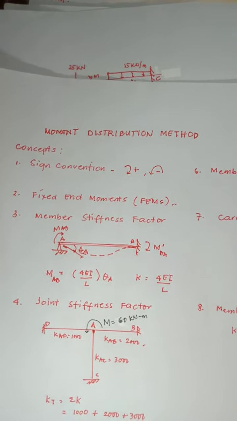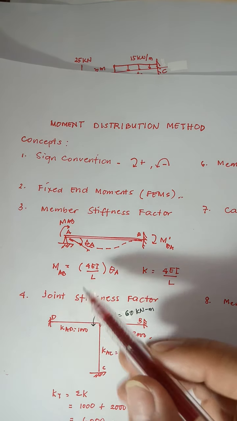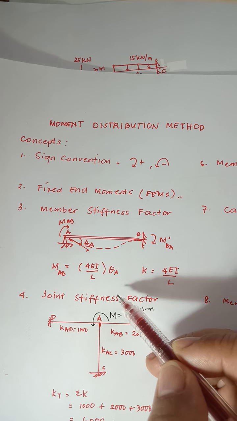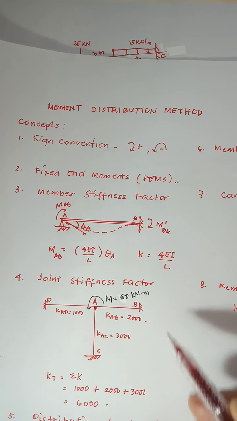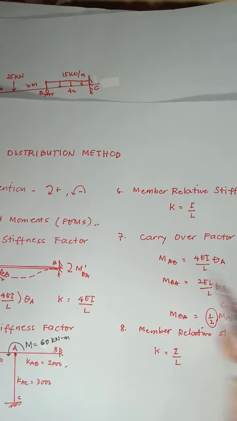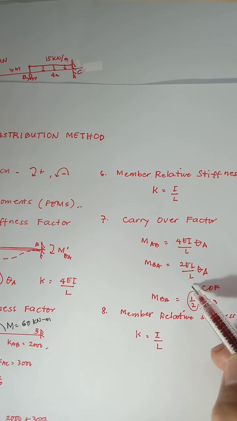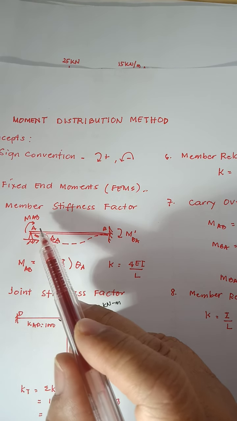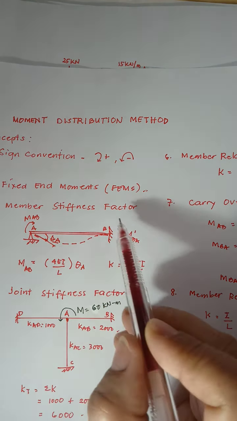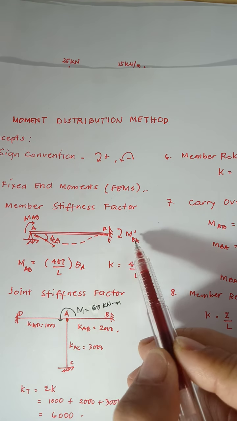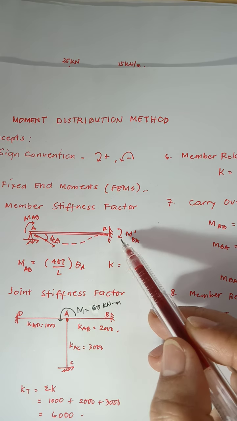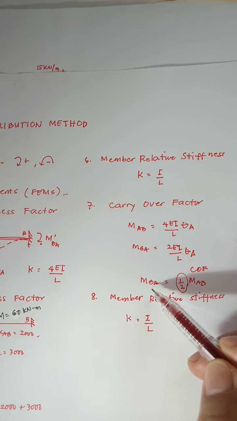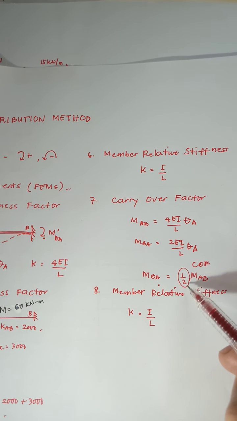Then we have what we call the carryover factor. From our explanation earlier, MAB is equal to 4EI over L theta A. And MBA, by the conjugate beam method, can be determined equal to 2EI over L theta A. So the moment you apply here, which is equivalent to 4EI over L theta A, is carried over to the other end, equivalent to 2EI over L theta A. Meaning, the moment at the fixed end is half of it. If we make an expression, our MBA is equivalent to 1/2 of MAB.